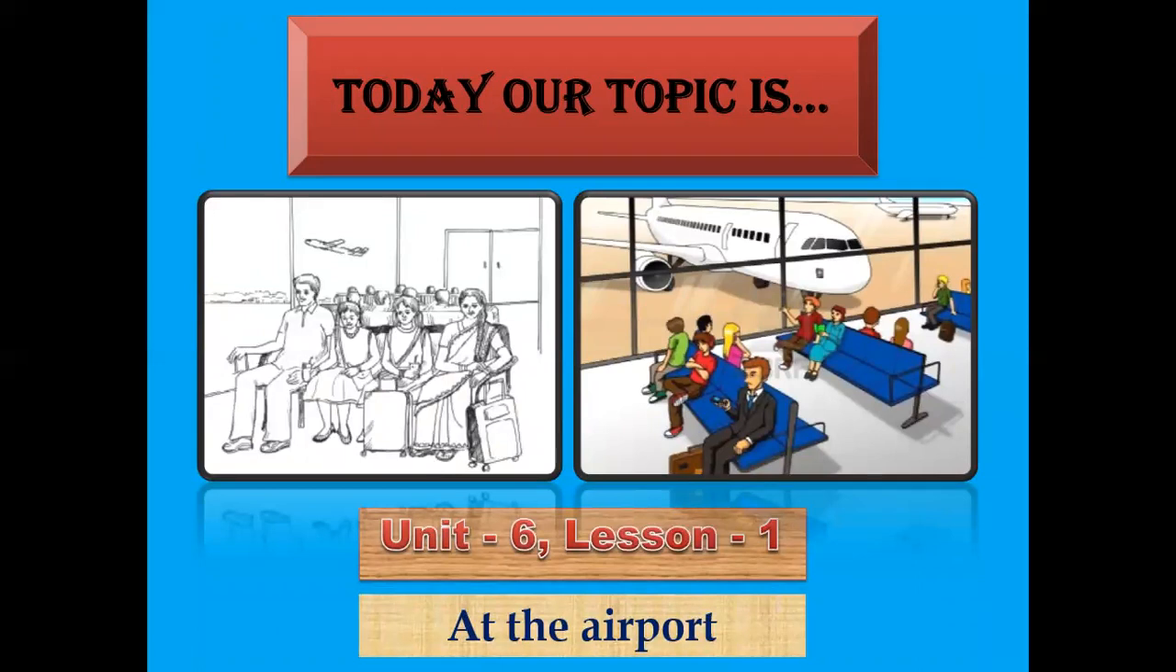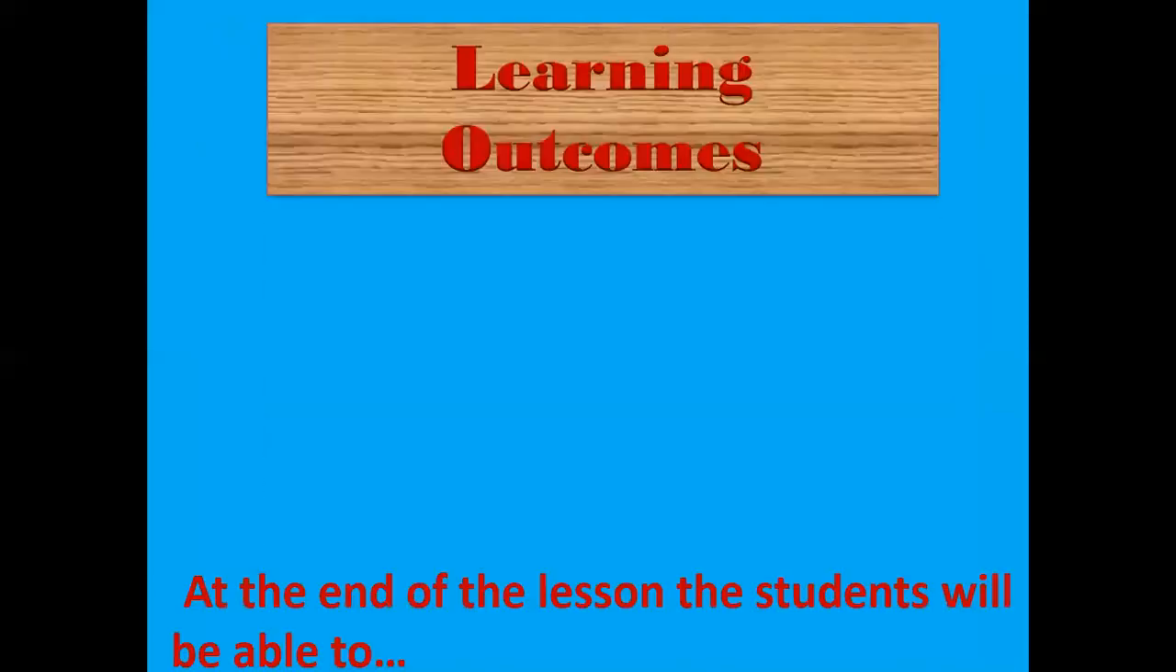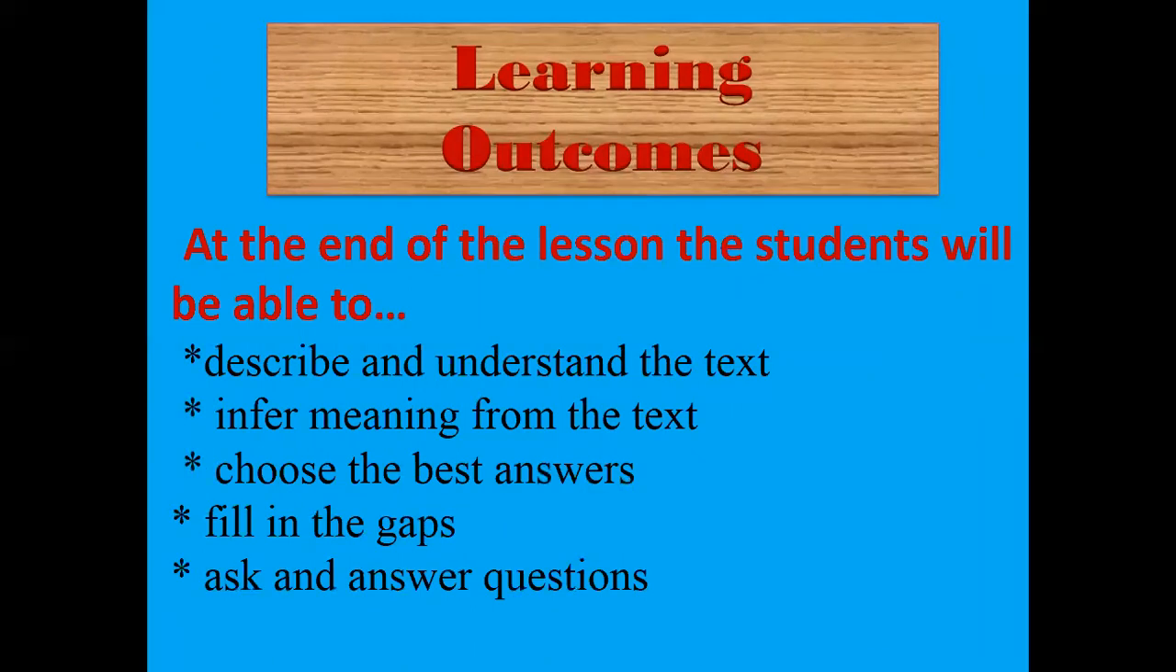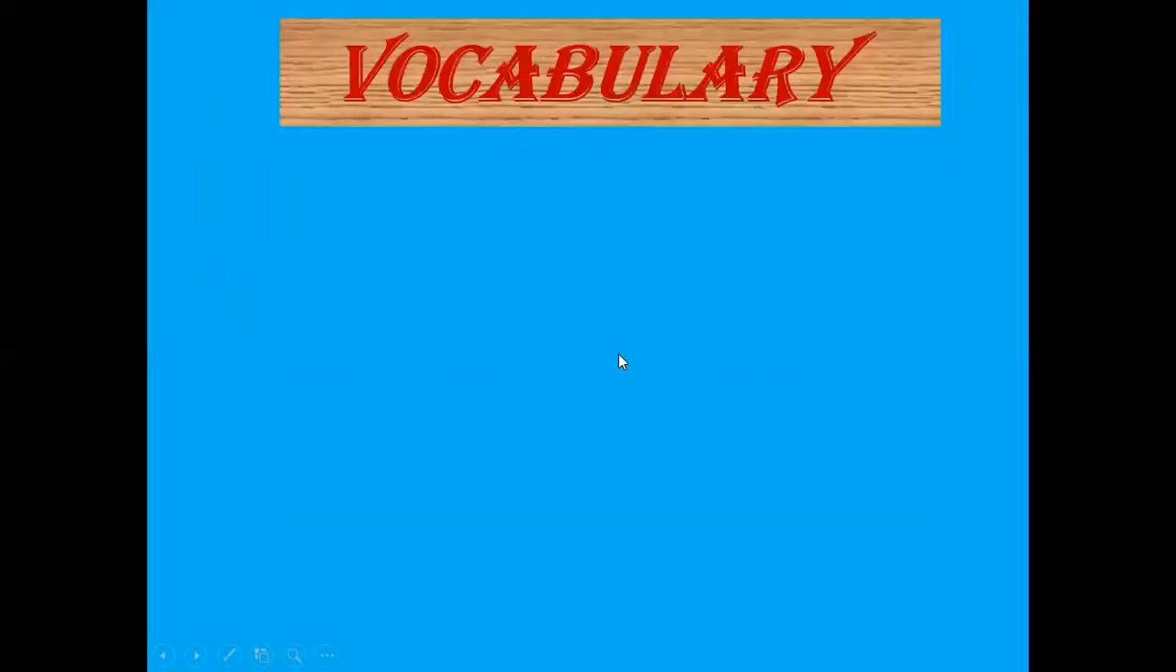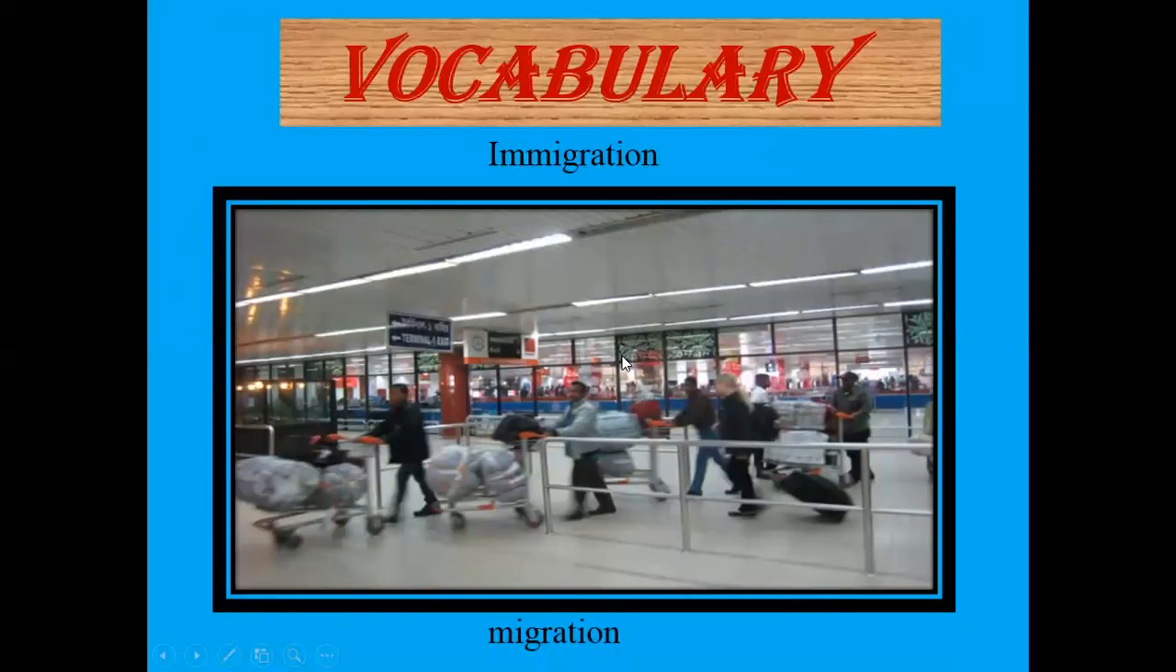So dear students, today our topic is airport, Unit 6, Lesson 1. Learning outcomes: at the end of the lesson, the students will be able to describe and understand the text, infer meaning from the text, choose the best answers, fill in the gaps, and ask and answer questions.